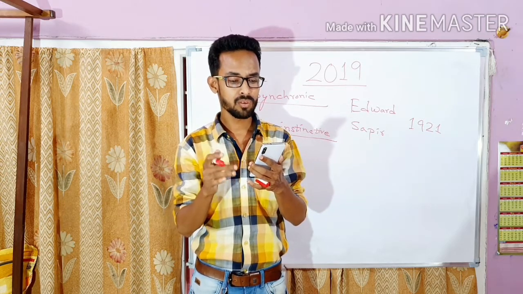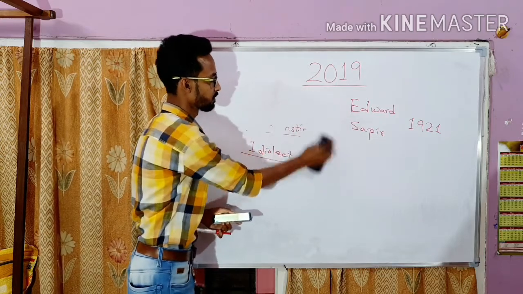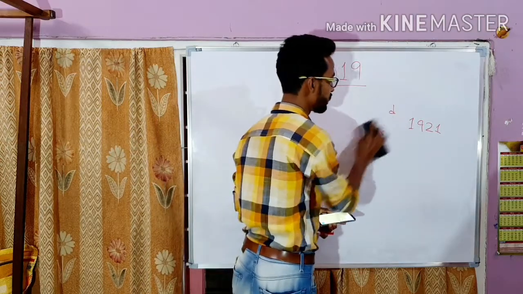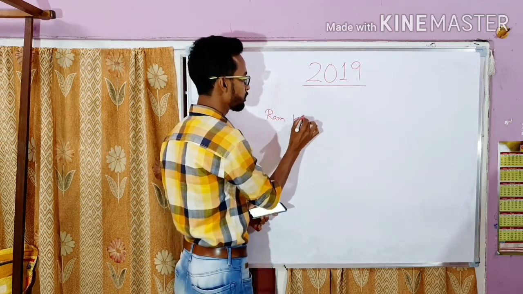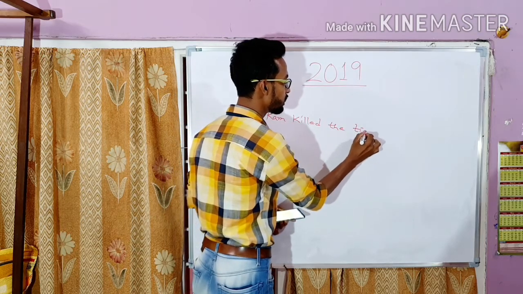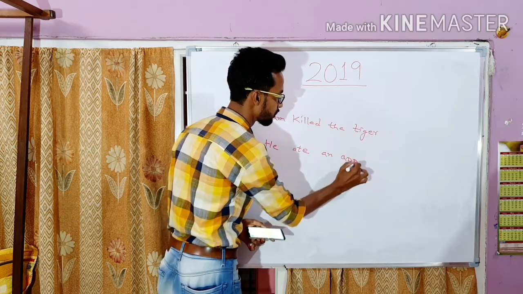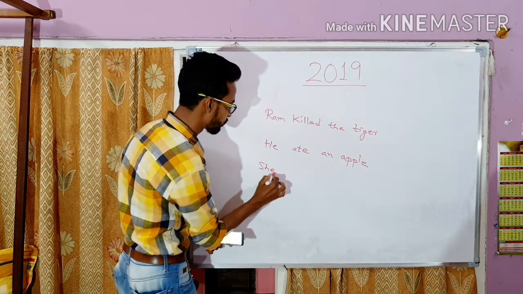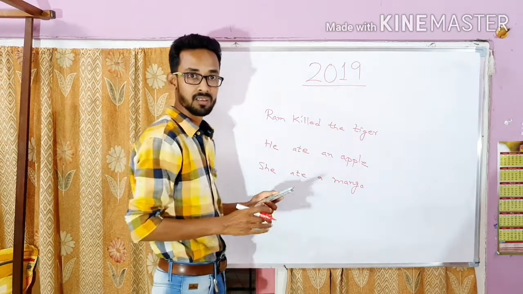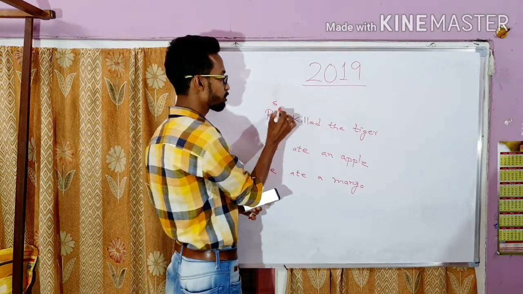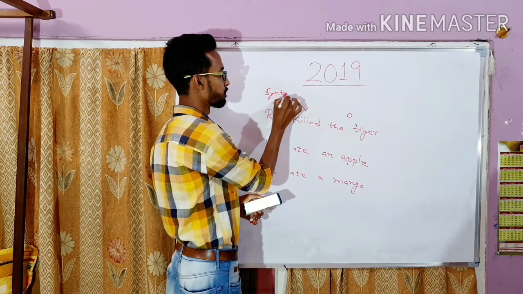And next, write a note on syntagmatic and paradigmatic relationship. Now this is something to learn. Let me show what a syntagmatic and a paradigmatic relation is. If we take three sentences: Ram killed a tiger, he ate an apple, and she ate a mango. Now in these three sentences, this is the subject, this is the verb, and this is the object. This is the syntagmatic relationship.